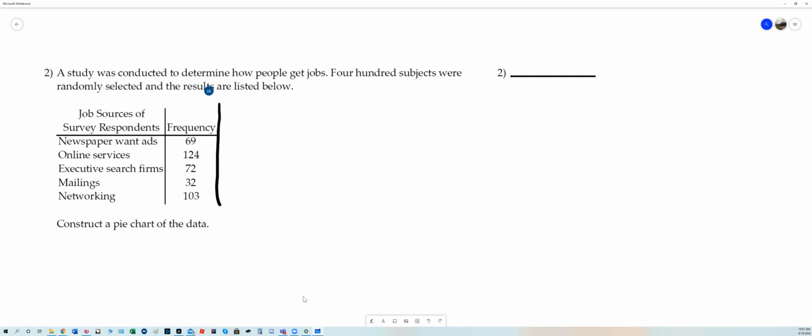All right, so the first thing we're supposed to do is add all the frequencies together, right? So we take 69 plus 124. Give me a second. Let me clear out the things on my calculator. 69 plus 124 plus 72 plus 32 plus 103. Hey, that's 400. Look at that. Nice number. And then we're supposed to do the next one, relative frequency.